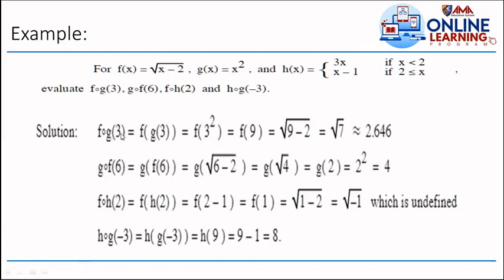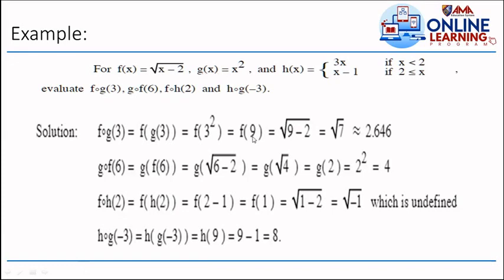F of g of 3, okay? So, unahin muna natin yung g of 3. Gagamitin natin yung function ng g of x, which is x squared. G is a function of x, okay? So, ito yung condition natin, yung g of x natin should be x squared. By this time, your x is equivalent to 3. So, 3 squared is equivalent to 9.